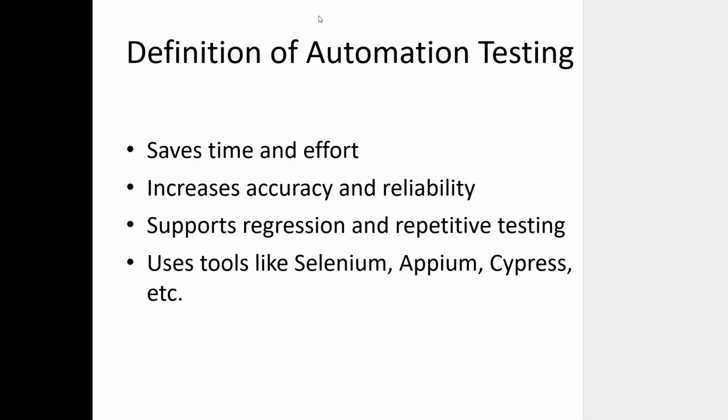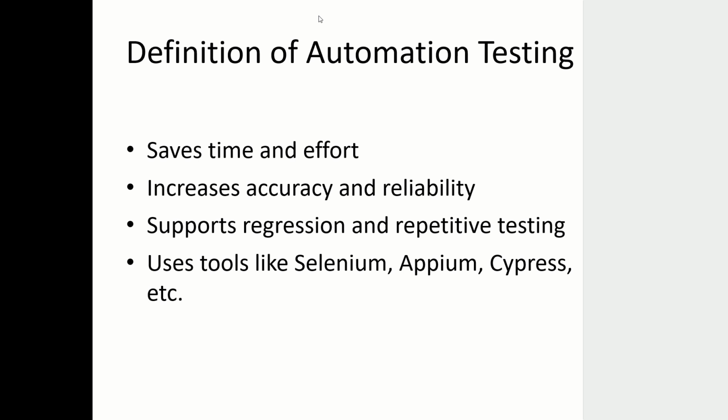So we have faster execution, parallel testing, and cost effectiveness. Then we have increased accuracy and reliability. How can we achieve this? Automated tests eliminate human error and provide consistent, repeatable results every time they execute. So zero human error, precise validation, detailed reporting, early bug detection, and consistent quality. We can achieve increased accuracy and reliability.